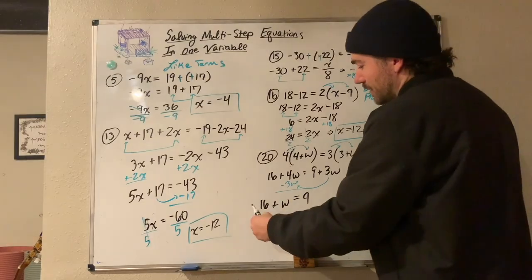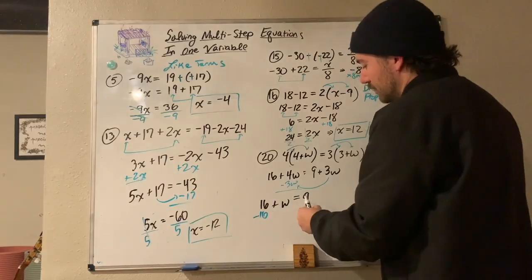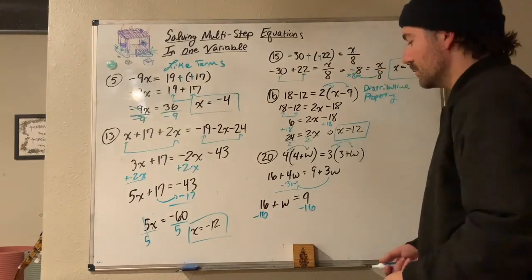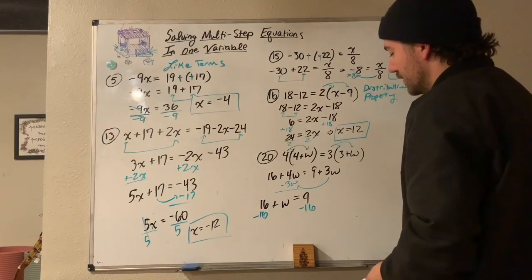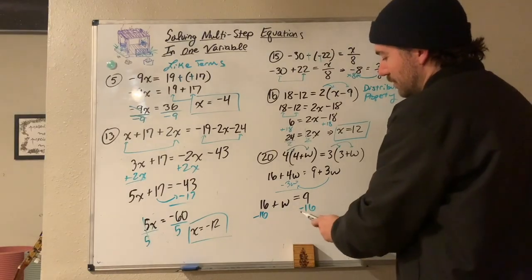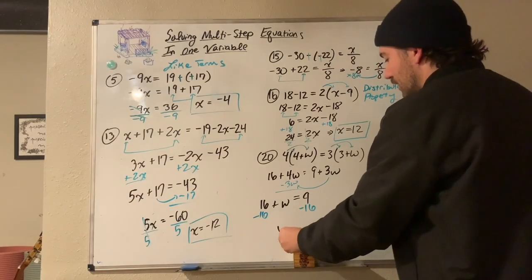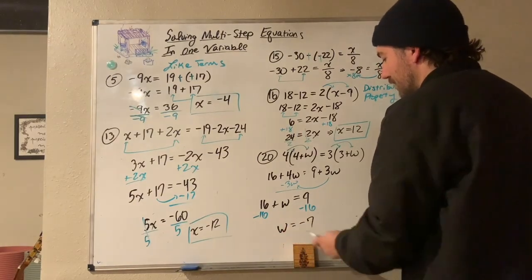Now let's just subtract the 16. So 9 minus 16 should give us a negative 7. We're subtracting a larger number. So w equals negative 7.